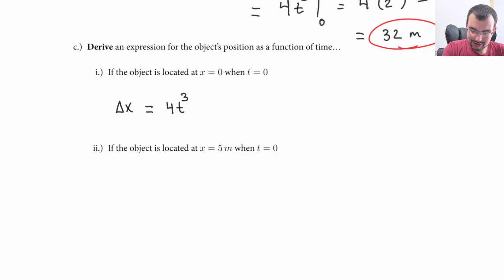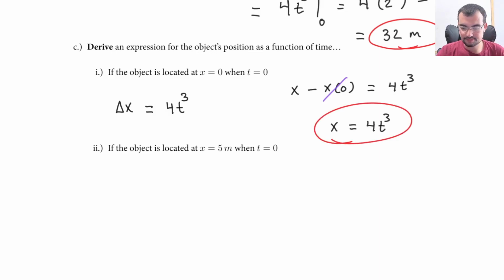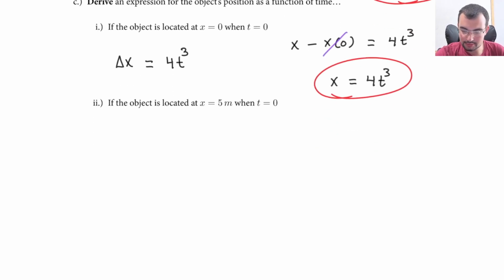Because what is delta x? Delta x is where am I now versus where did I start? And that's going to be equal to 4t cubed. But here we're saying the object is at x equals 0 at t equals 0, so goodbye to that term. So I just get x equals 4t cubed. I know that works, right? Because if I plug in 0, I get 0, and I know the function has to be 4t cubed.